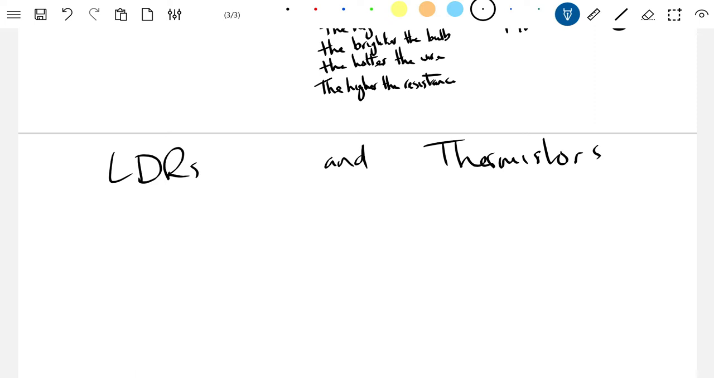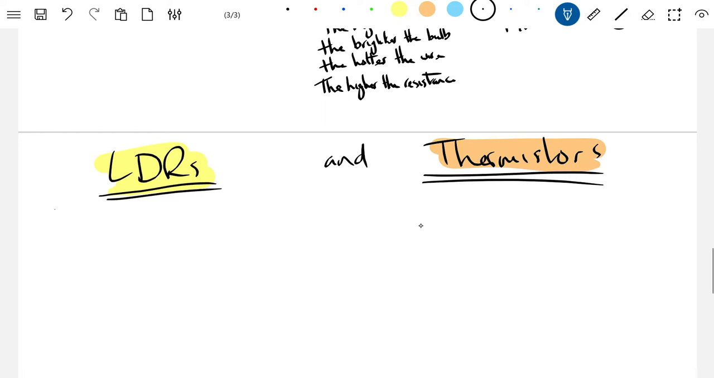Okay, now LDR, I'll stick it in yellow because it's something to do with light. Thermistors, I'll put it in orange because it's something to do with heat. So LDR, as we said before, stands for light dependent resistor, but it also stands for light decreases resistance.